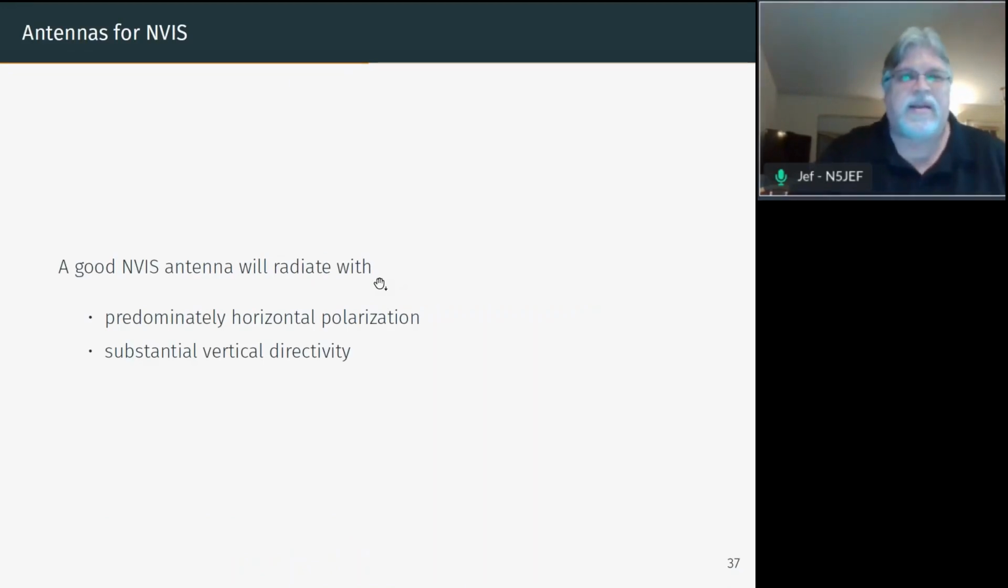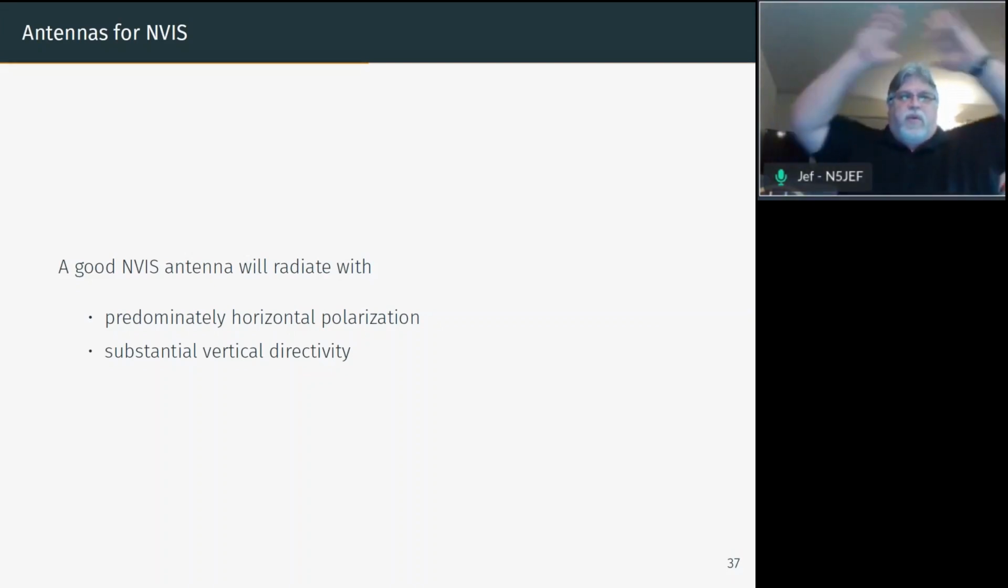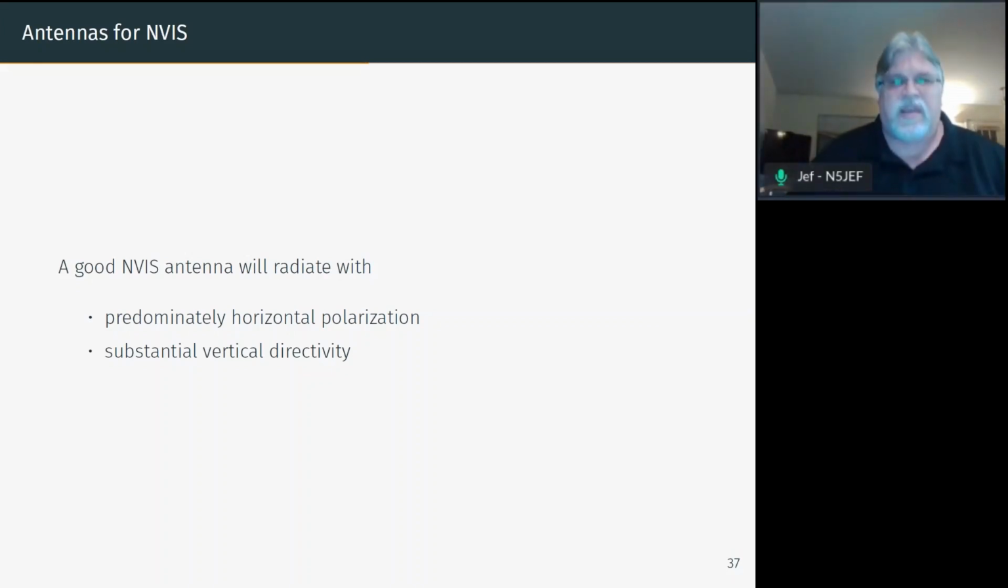Okay. So a good NVIS antenna will radiate with predominantly horizontal polarization and substantial vertical directivity. We want that energy to go as much as possible up, straight up into the ionosphere. We want it to spread out maybe as much as about 45 degrees. And that's what's going to provide us with the reliable regional communication out to a few hundred miles. This is quite opposite from a DX antenna, and we'll look at some patterns now just to see the difference.